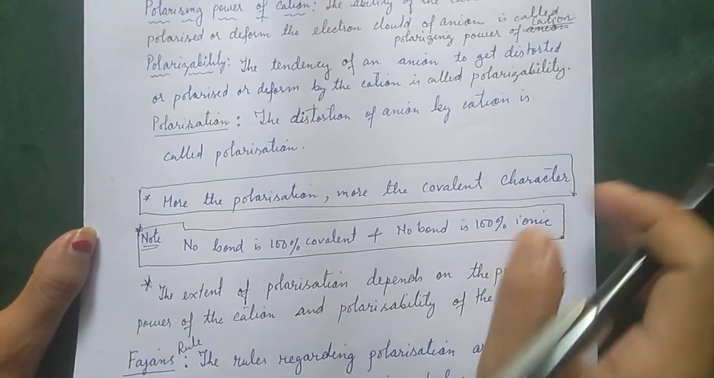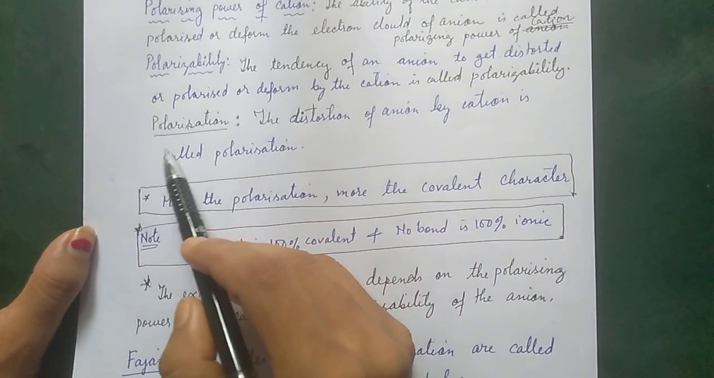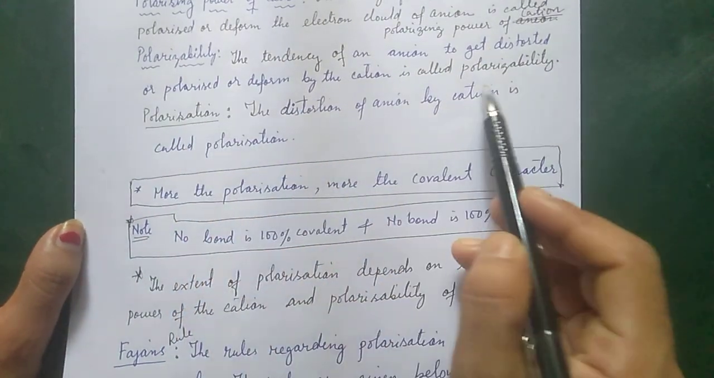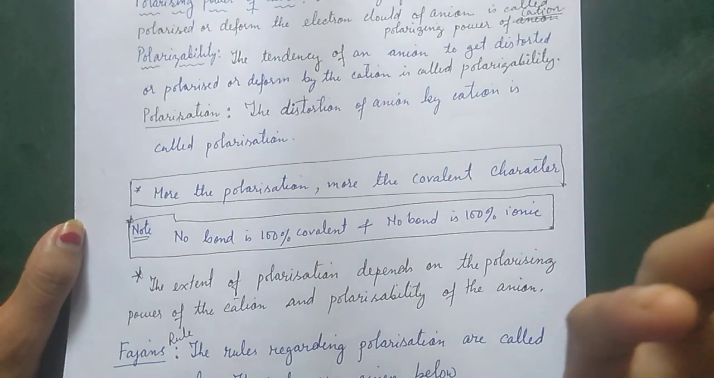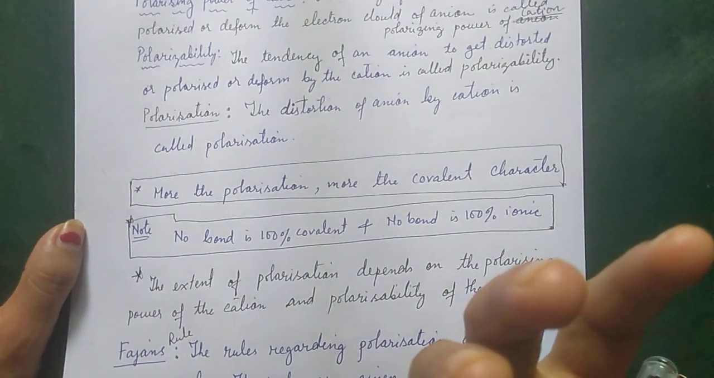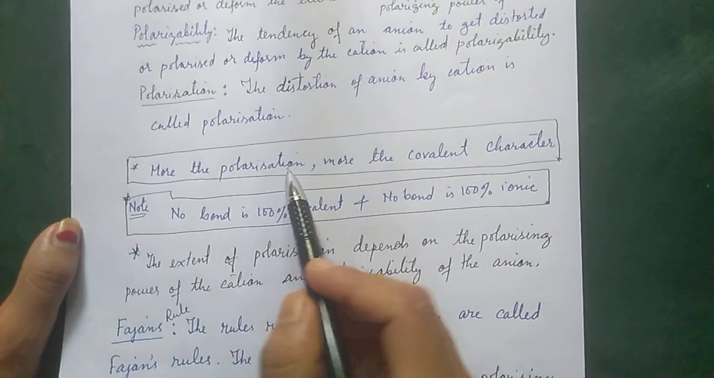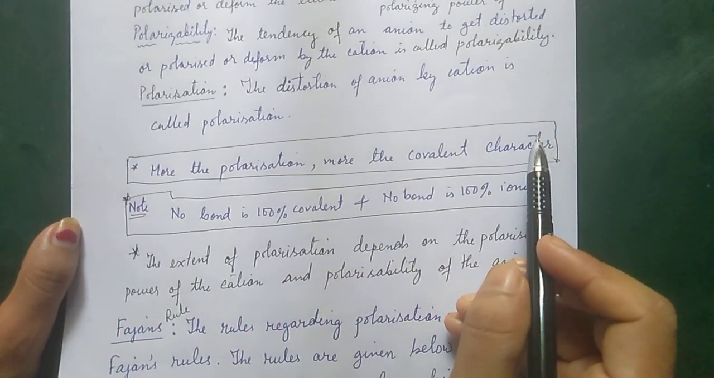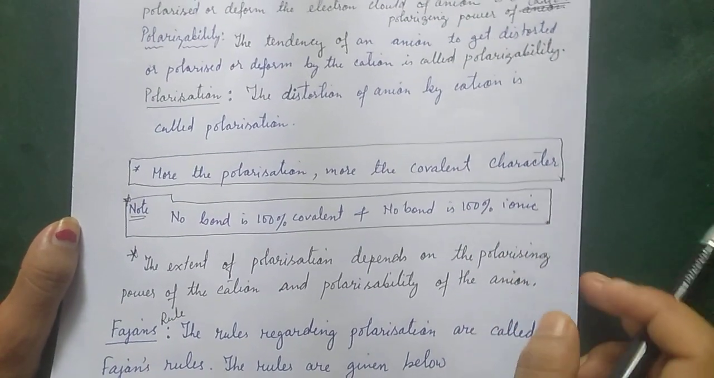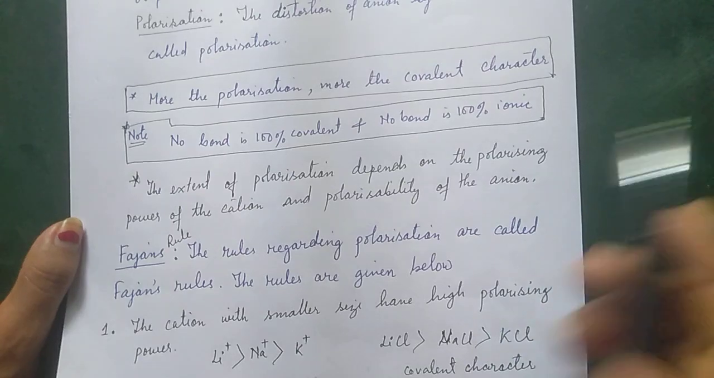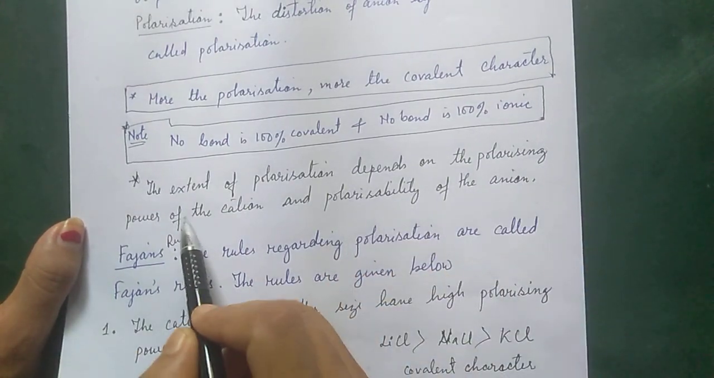The process itself, where the cation polarizes and the anion gets polarized, is called polarization. When we talk about polarization, we have to know to what extent it gets polarized. More the polarization, more is the covalent character. So if the polarization is more, then the covalent character will be more. In order to know the extent of polarization, it depends on what?